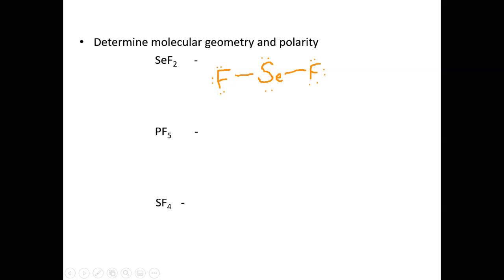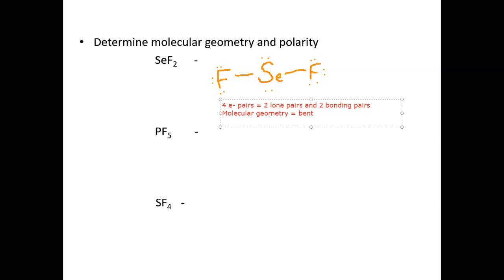It has 4 electron pairs on the central atom, 2 lone pairs, and 2 bonding pairs. So you got to know what geometry has 2 lone pairs and 2 bonding pairs. The molecular geometry is bent. So we got to ask ourselves, is bent geometry polar?